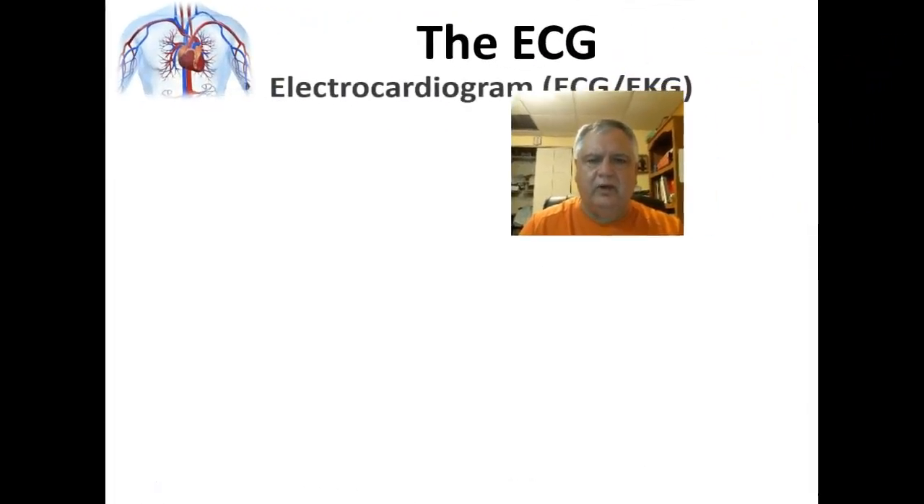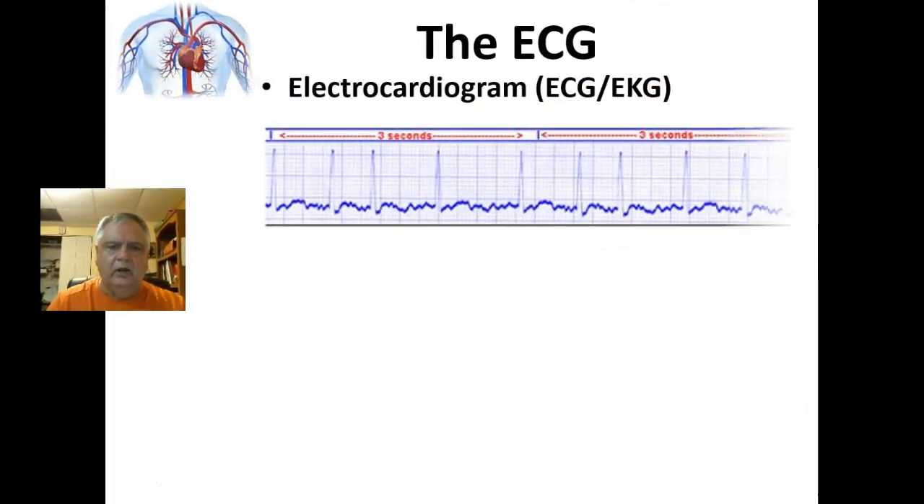So let's look at some examples of these. Here is a 3-second strip from an EKG sample. And what do we see here? Got any ideas of any abnormalities we may see? Well, we do see a P wave here, but look at this. We see multiple P waves. This is an example of AFib.